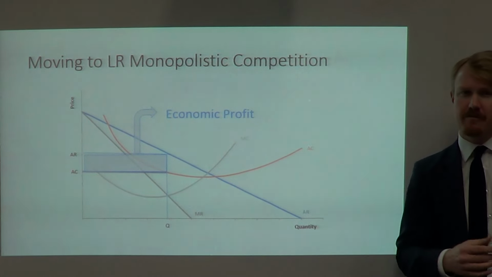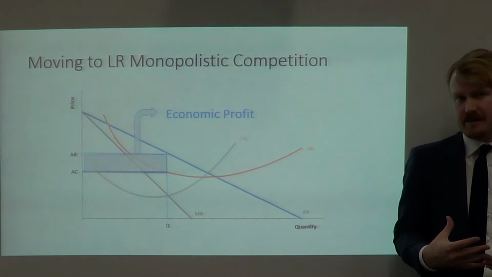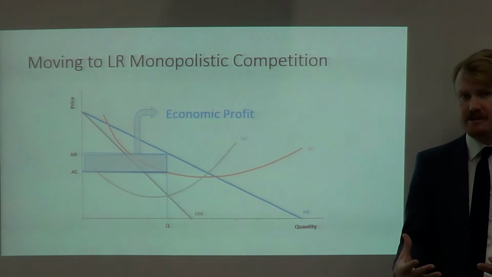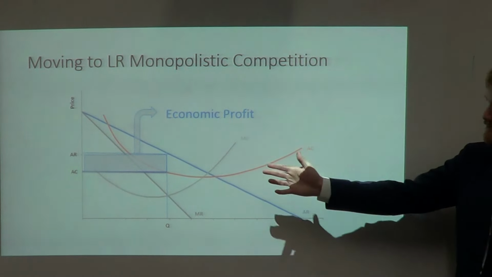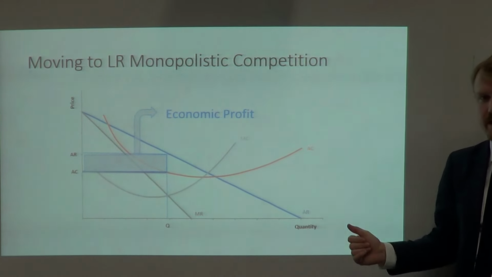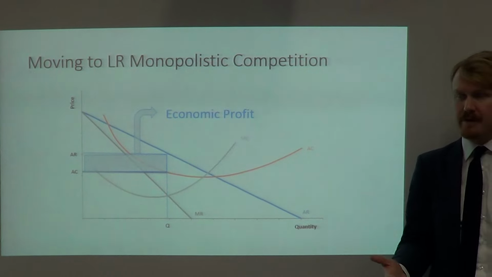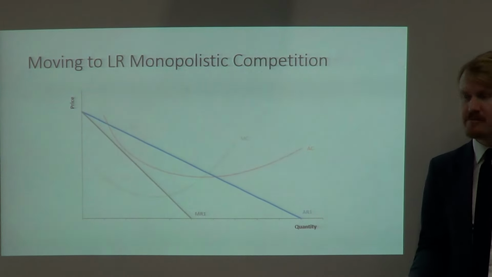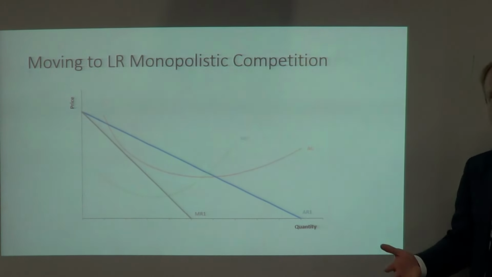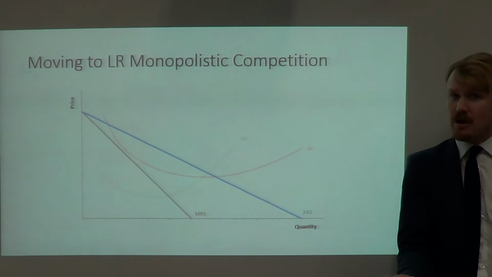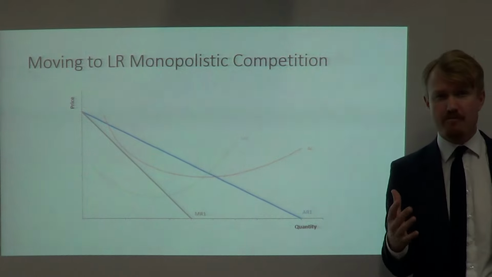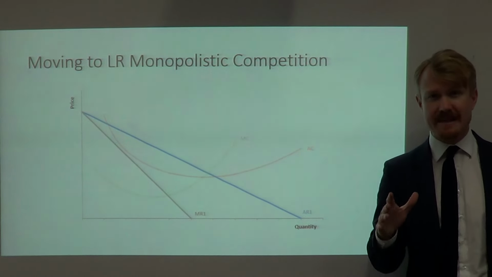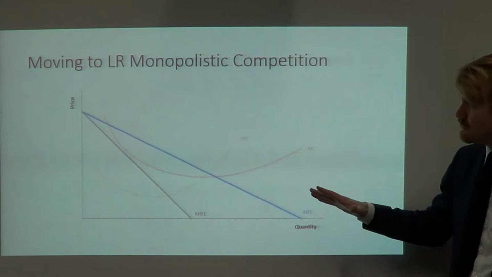So for example, you move from the short-run monopolistic competition to the long-run monopolistic competition. If this is our short-run monopolistic competition with some economic profit in there, we would say, okay, well over time, because there are low barriers to entry, more firms enter the market, and this means that there's a greater availability of substitutes, which shifts the demand for our product, which will essentially shift the average revenue for that product to the right.